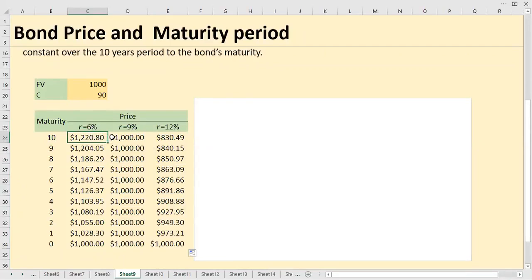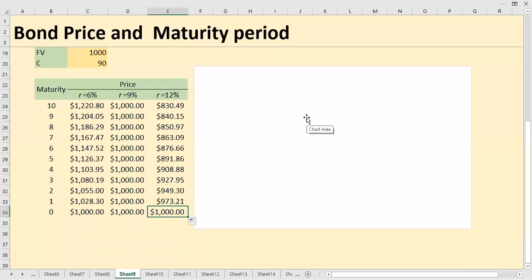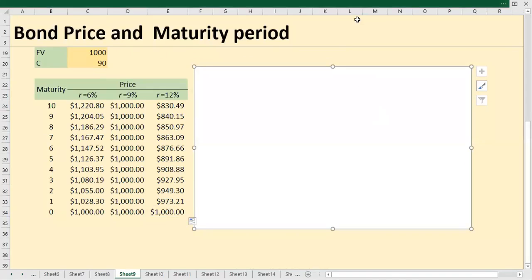and as time goes, at the end of the maturity, it will settle down at the face value. Now, if you look at this, when it is 12%, the value starts at a value less than the face value, that is 830. Face value is 1000, and it will increase up to 1000 rupees, and at year 0 it will settle at 1000 rupees. So let me put this into a graph so that you can understand this easily. So I am going to put these values into a graph here.